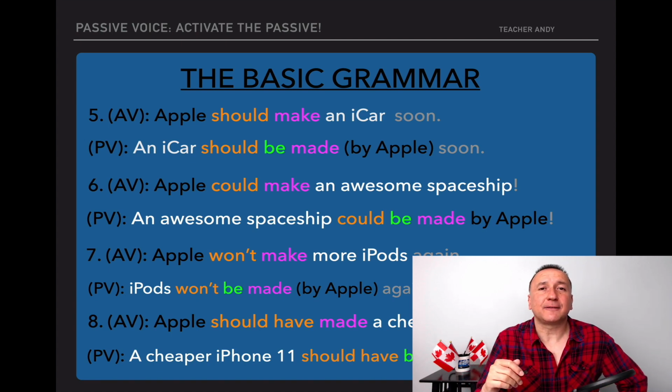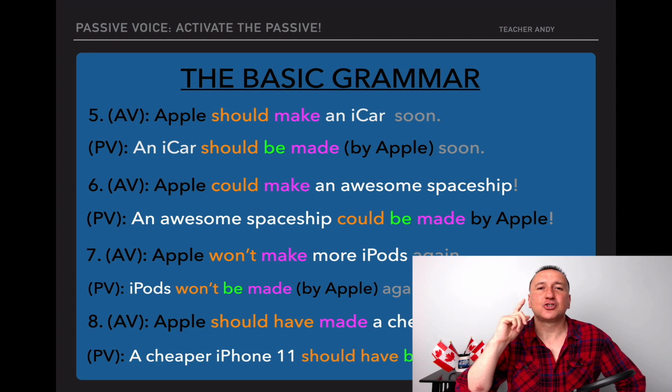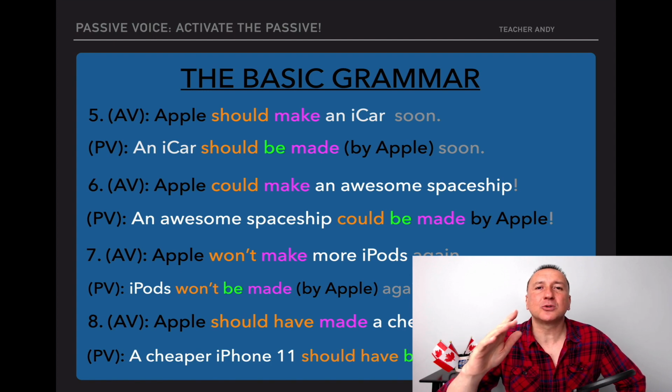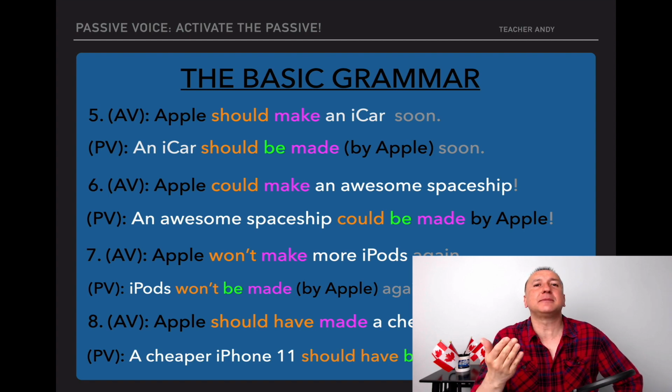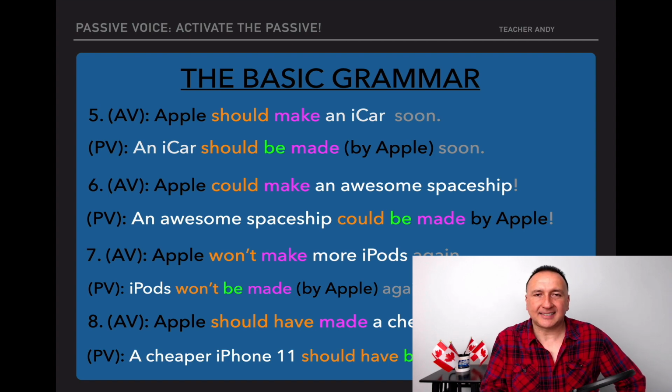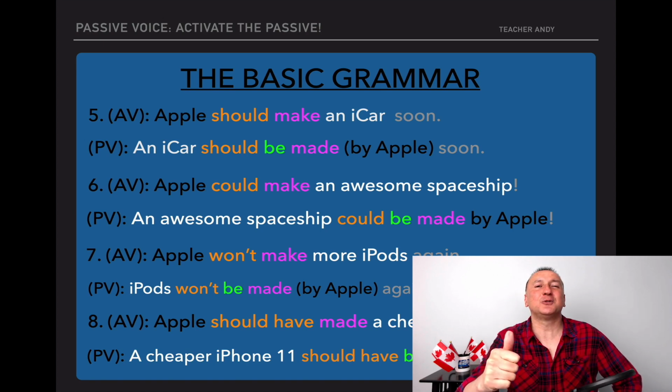Now, try to hear the difference. When I say active, "Apple should have made", and then the passive, "a cheaper iPhone 11 should have been made", you just hear "made". They sound almost exactly the same. Do you understand when I say that it is very tough for students to hear the passive voice? Because they sound, in many cases, similar to the active voice. Again, example number 8, "Apple should have made", passive voice, "a cheaper iPhone 11 should have been made". Should have made, should have been made. You just hear the made. Great, let's move on.